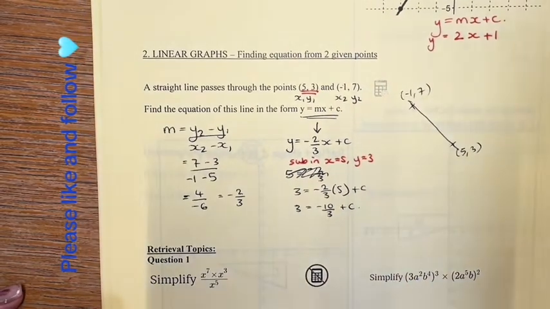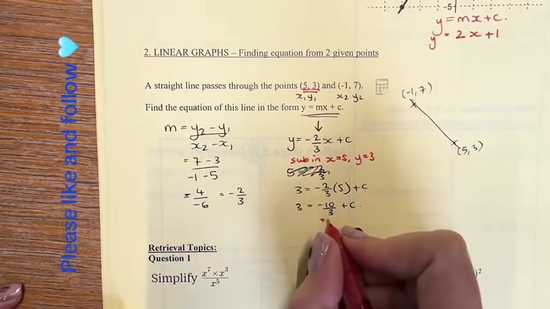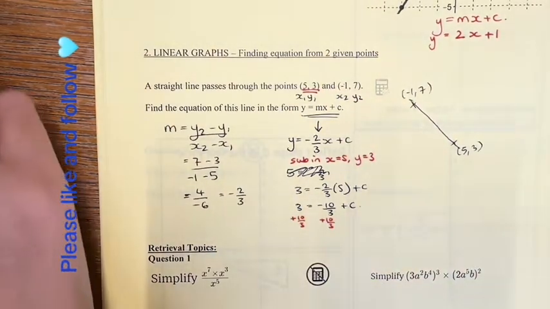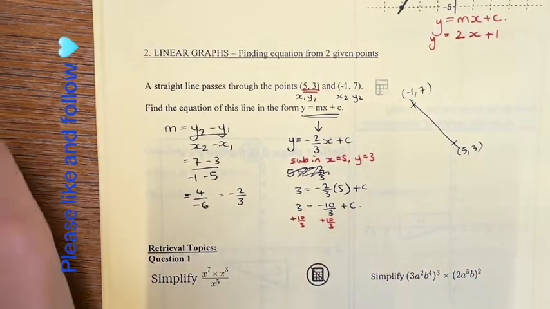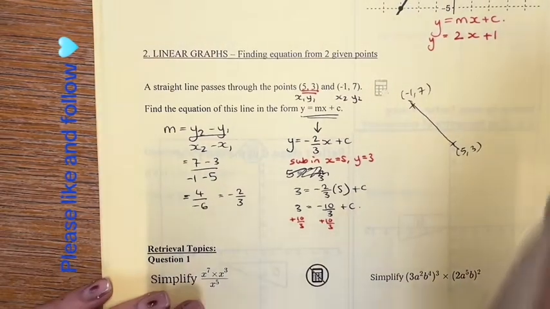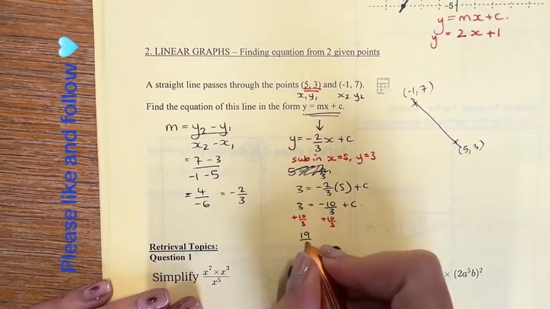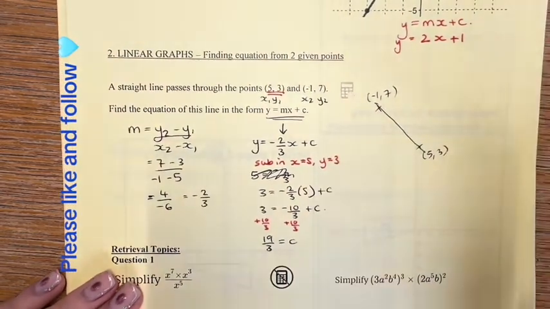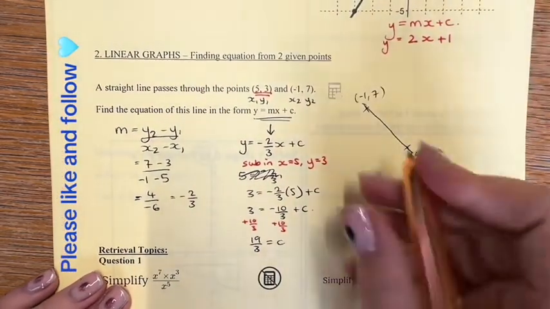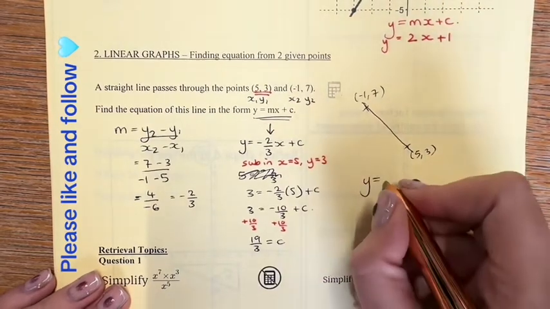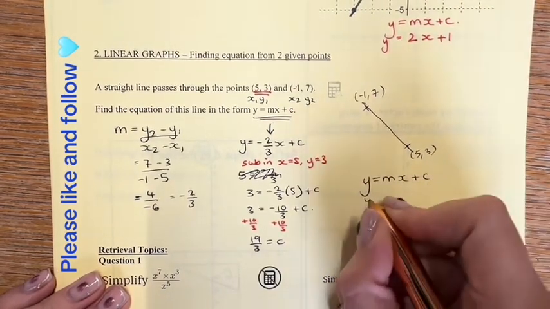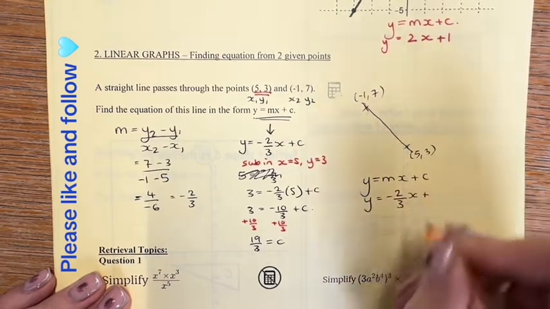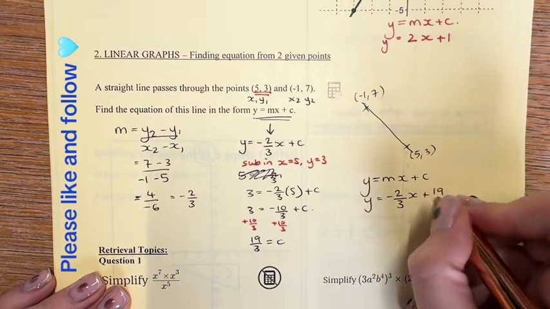And then rearrange to make c the subject. So add 10 over 3, add 10 over 3. That will give me 19 over 3 equals c. And now I've found my c, I can finally complete my formula because my equation is written in this form. So I need to put in my gradient, which was minus 2/3, and then put in my y-intercept, which is 19 over 3.